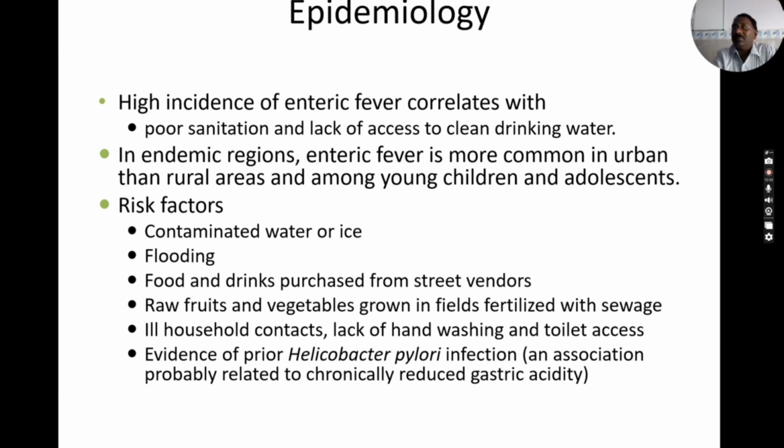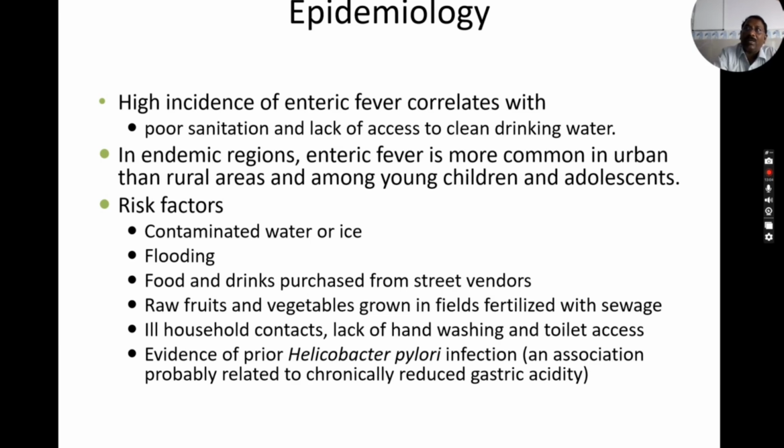What are the risk factors? As I told you: contaminated water or ice creams, flooding, food and drinks purchased from street vendors, raw fruits and vegetables grown in fields fertilized with sewage, so without cleaning or washing the fruits very properly. Ill household contacts, lack of hand washing and toilet access. Evidence of prior Helicobacter pylori infection, an association probably related to chronically reduced gastric acidity.